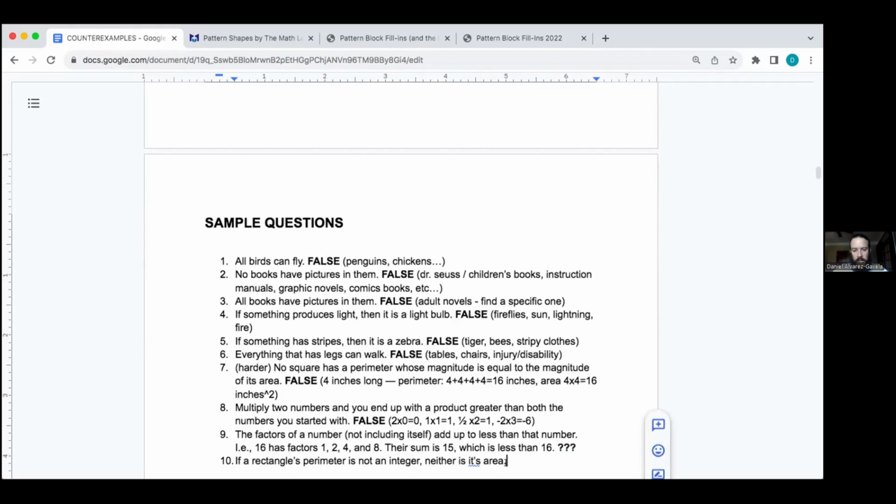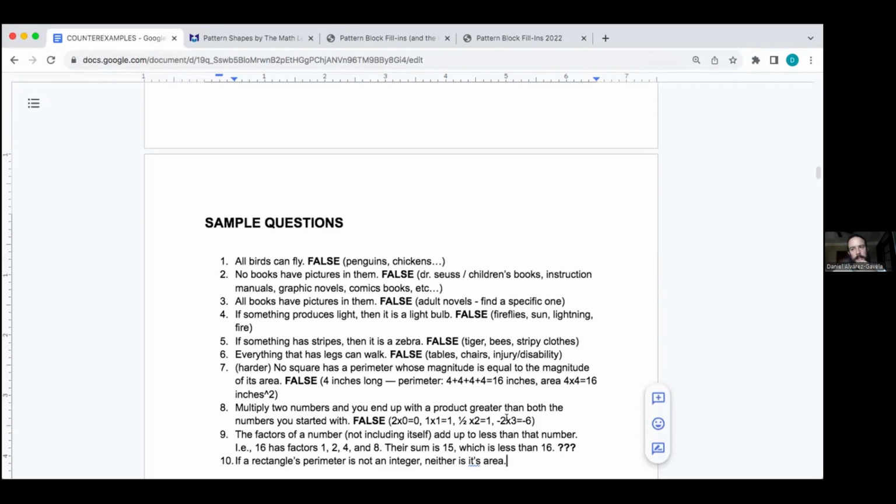And maybe let's just do 10. If a rectangle's perimeter is not an integer, then neither is its area. Okay, so as you can see, the phrasing, the logic of the questions is becoming a bit more and more involved. But I claim that if a rectangle's perimeter is not an integer, so again, I mean the magnitude, I mean the number, then the area is also not an integer.